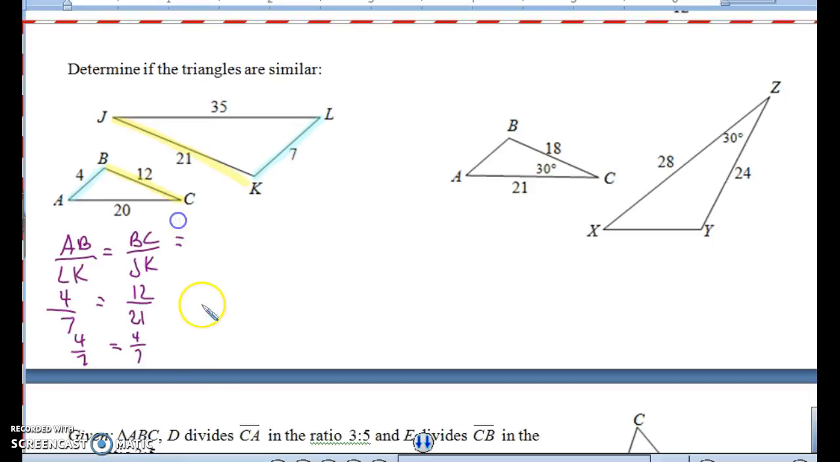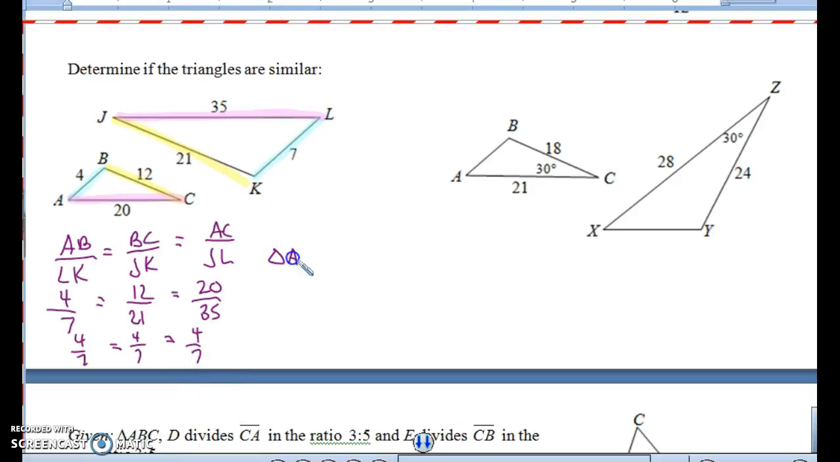All right, and then that leaves my third side, my longest sides of the triangles would be JL and AC. All right, so I'm comparing from this triangle, AC is to JL, AC is 20, JL is 35, and lo and behold, this reduces to a ratio of 4/7. So that means these two triangles are similar.